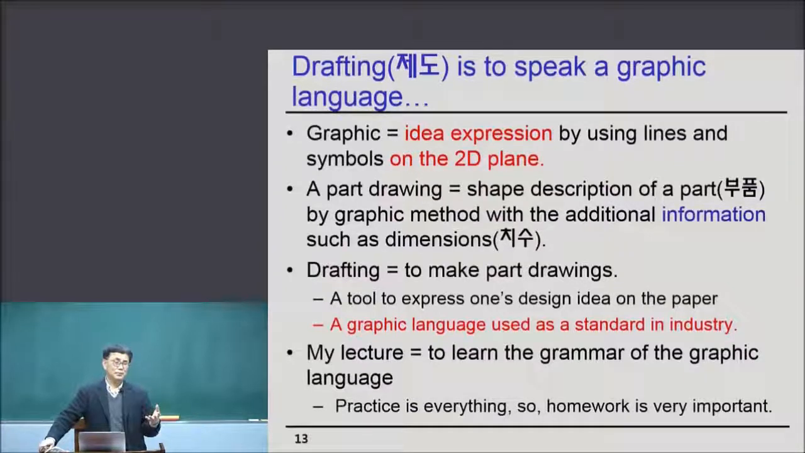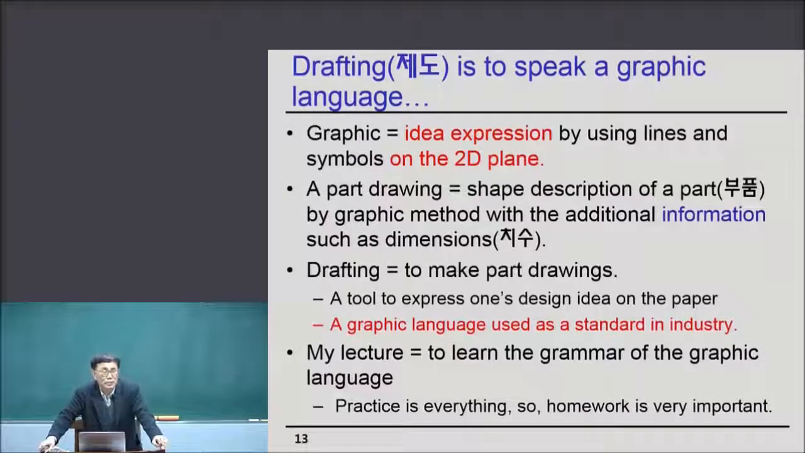If you learn foreign languages, the grammar is very important, right? If the language is not based on proper grammar, who will understand your language? This is the same analogy to my lecture. My lecture deals with the grammar of the graphic language of drafting, right?